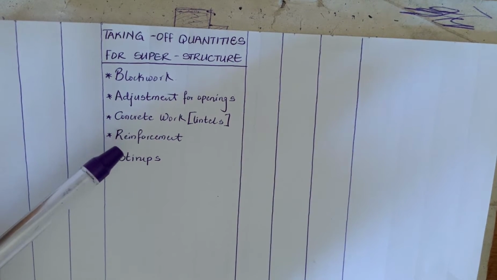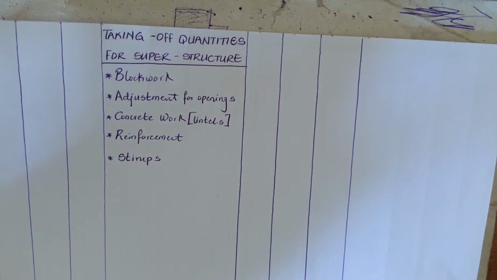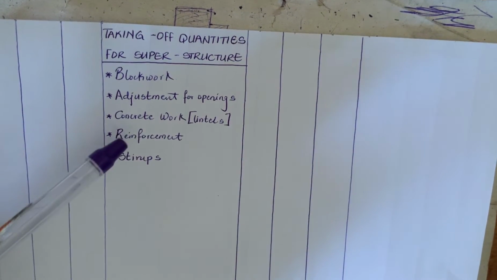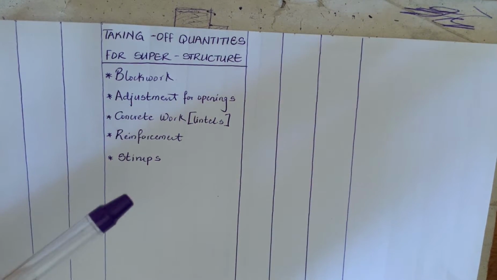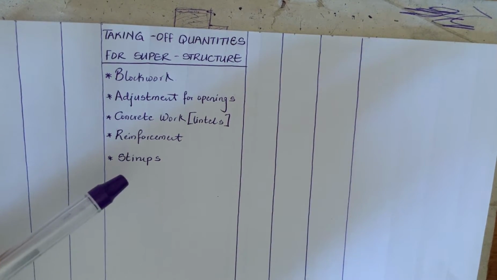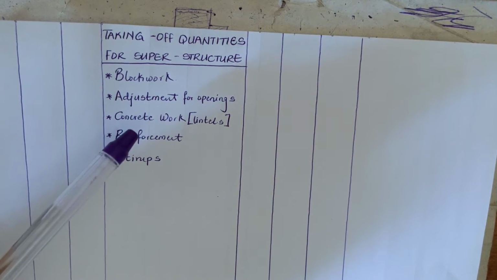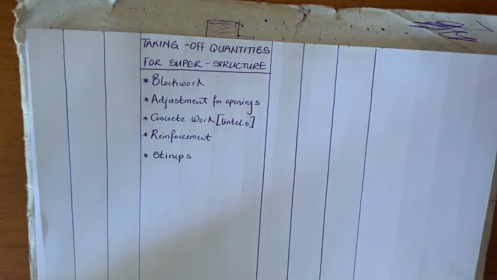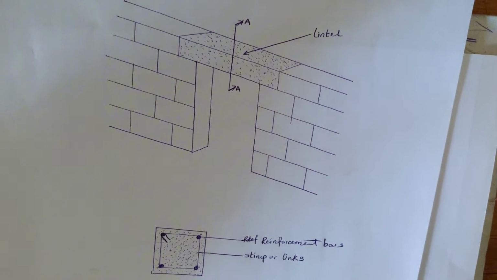Then concrete work. You all know that the lintel is made up of different materials, but usually concrete, reinforced concrete. So we are going to be measuring for concrete work when we get to the lintel level, and then we are going to be measuring for the reinforcement and the stirrups that are used to make these lintels.